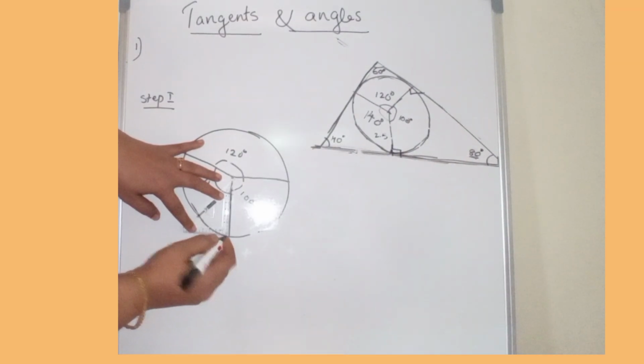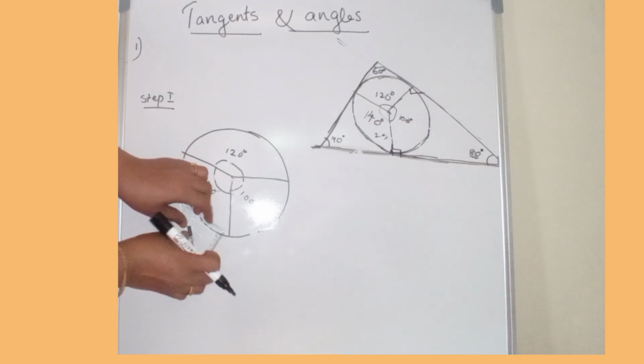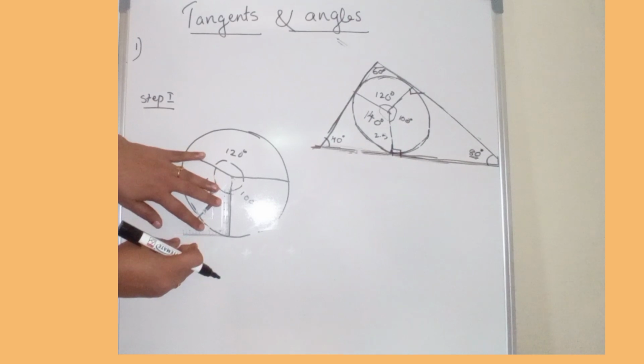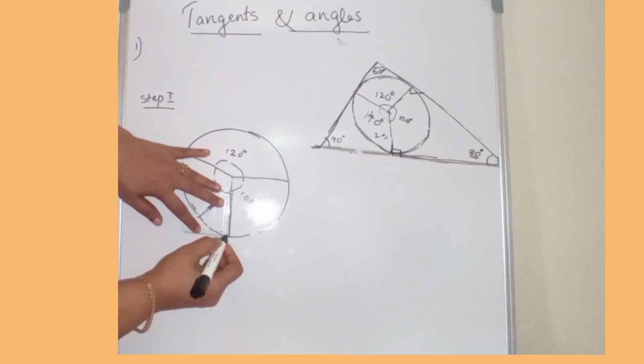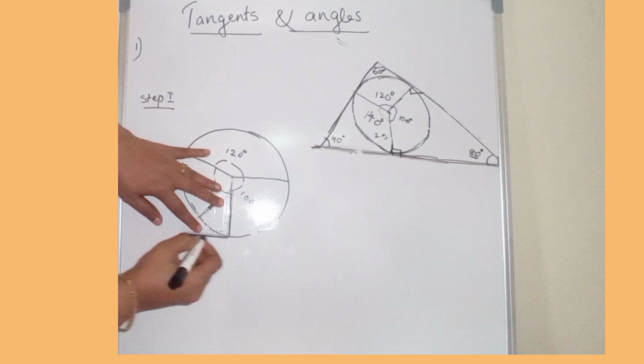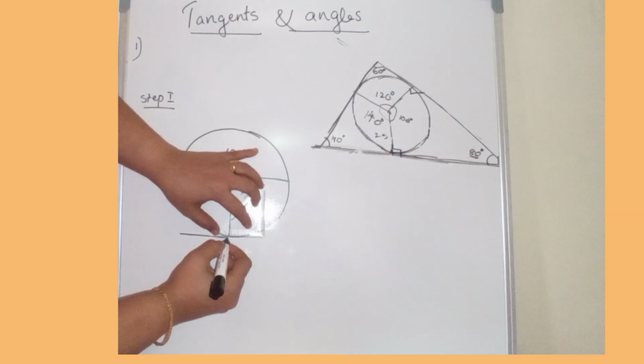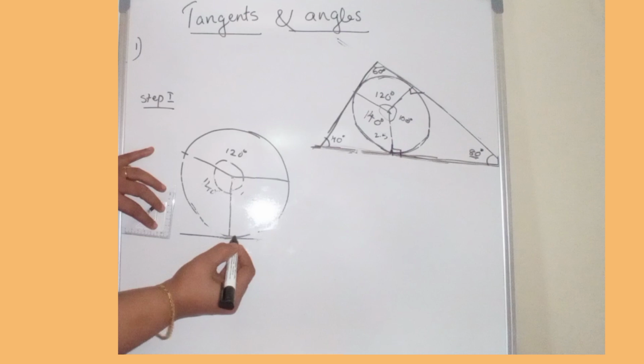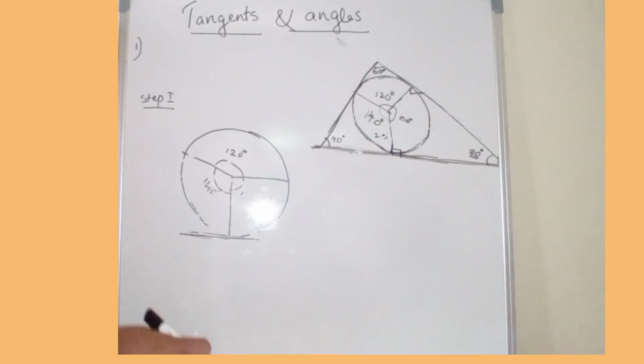Draw perpendicular using your set square. Okay, using set square you can draw perpendiculars. Okay, keep 90 degree angle here. Then draw a, yes, just extend this line. Okay, so just touch the circle. Draw 90 degree angles like this.